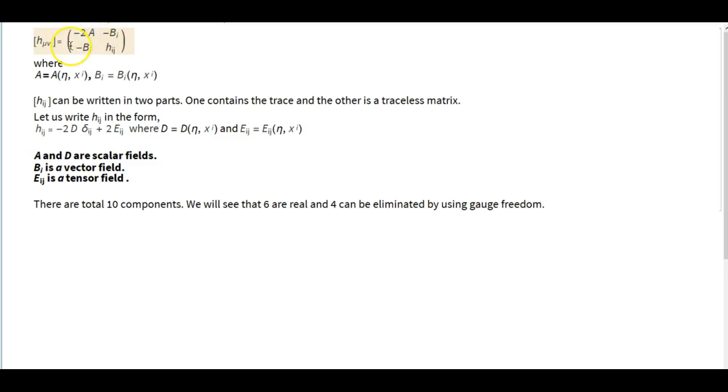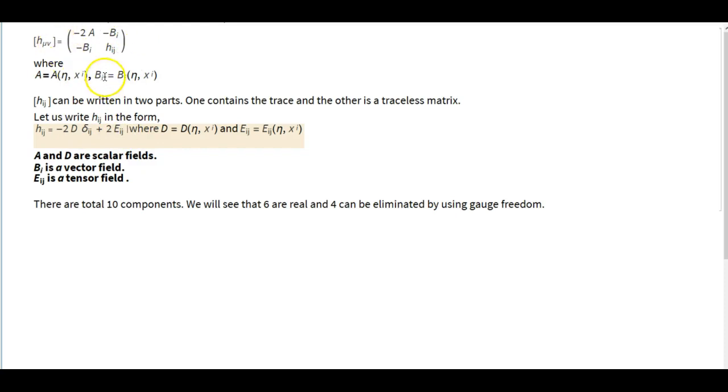It has the following components. This is the 0,0 component. This is the 0i component, Bi is the 0i component, and then we have hij. hij is a 3 by 3 tensor, which contains two parts. One is the trace part, which is in this part of the metric, and then there is the traceless part, which is here.